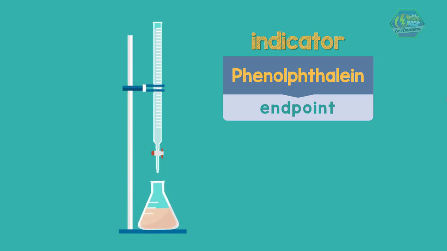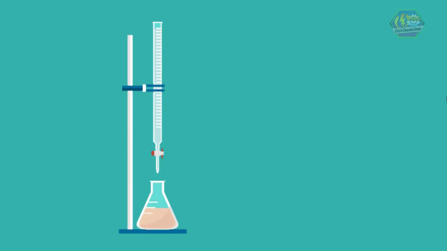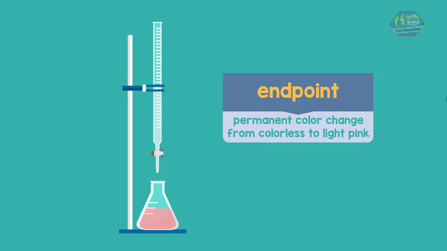Now you start your titration. Several drops later, you notice that there is a temporary light pink color change when the sodium hydroxide solution drops. This means that we are now going to reach the endpoint. The endpoint is a permanent color change from colorless to light pink. When you put more sodium hydroxide, exceeding the needed sodium hydroxide for the endpoint, then your solution is now overrun.